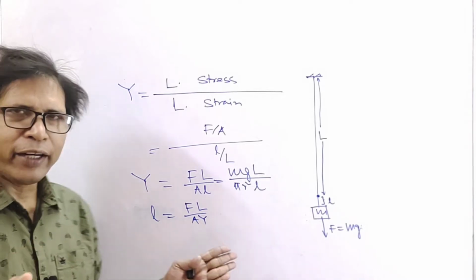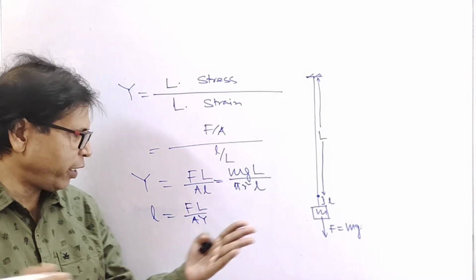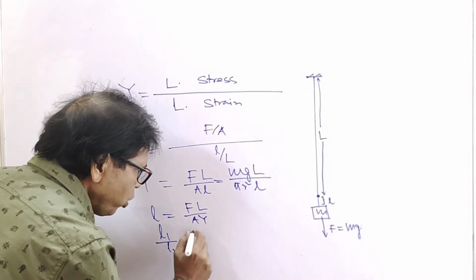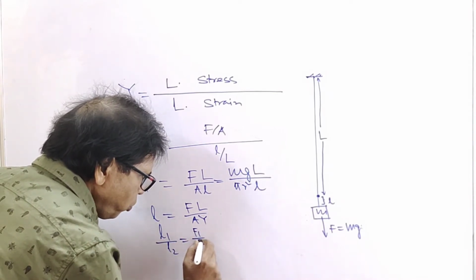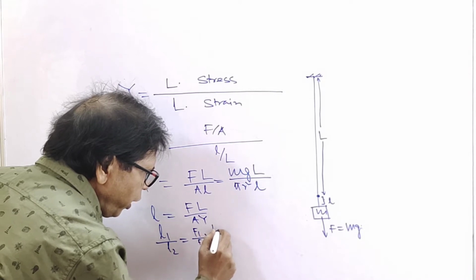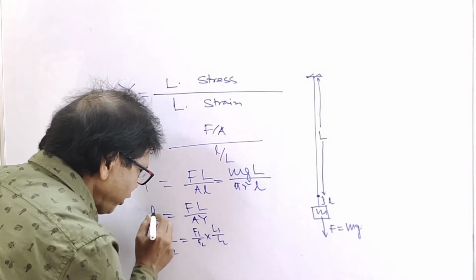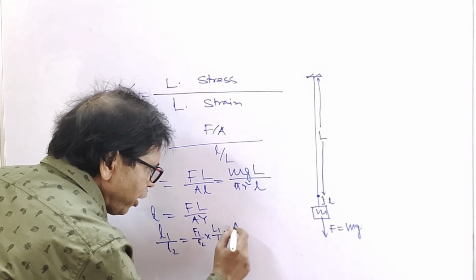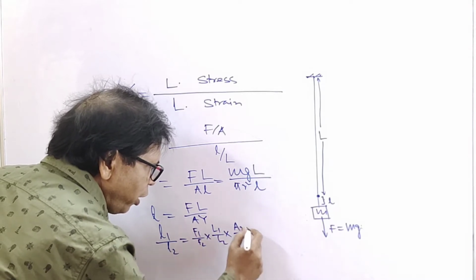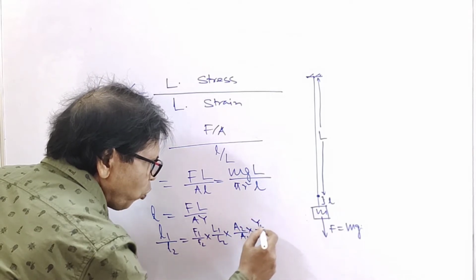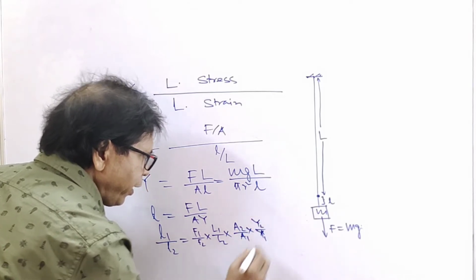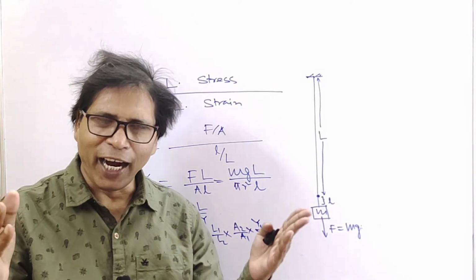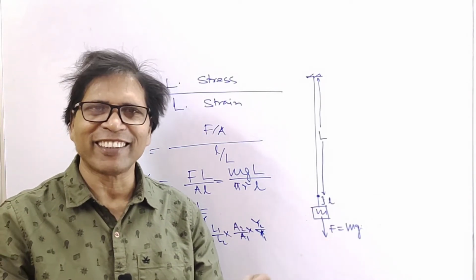Now for two wires having different Y, the ratio of the increase of length l1 by l2 is F1 by F2 into L1 by L2, and since A and Y are inversely proportional, into A2 by A1 into Y2 by Y1. Okay, and A2 by A1 can be replaced by pi r2 square by pi r1 square.